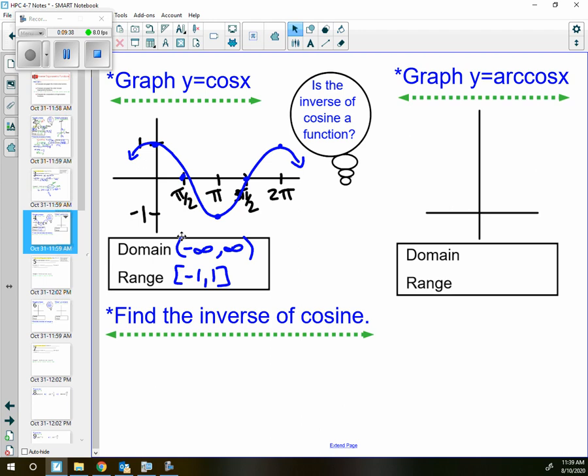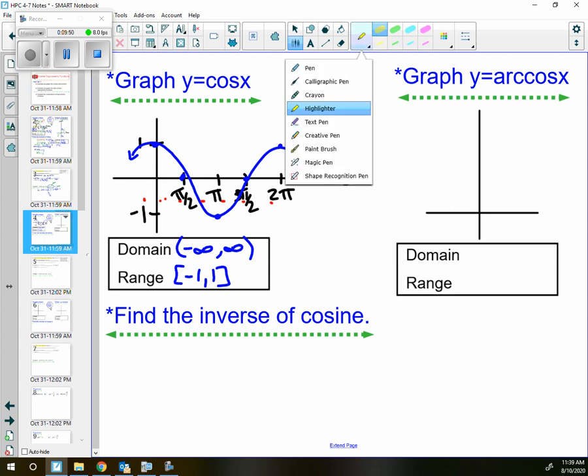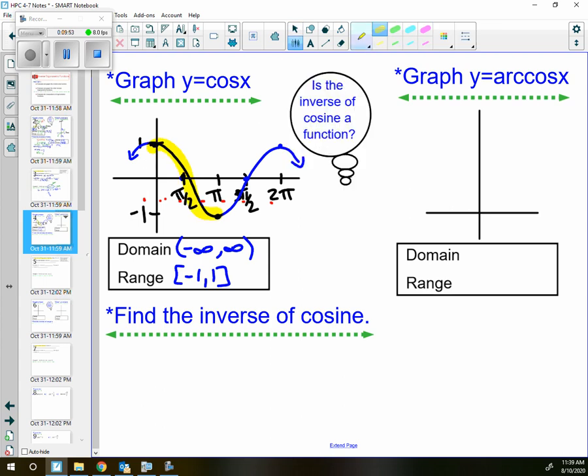We're going to do the same thing we did for sine. The issue that we have is that if we do a horizontal line, it fails. That means our inverse would not be a function if we did the regular graph for cosine. So we're going to do a restriction here. So I'm going to go ahead and grab my highlighter again. We're going to restrict to there.